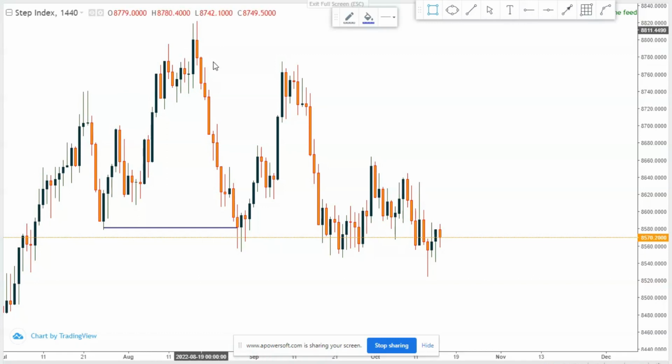This one here becomes targeted. This one is protected, targeted. Which means we don't expect the market to go above here, but we expect the market to go below this point here.